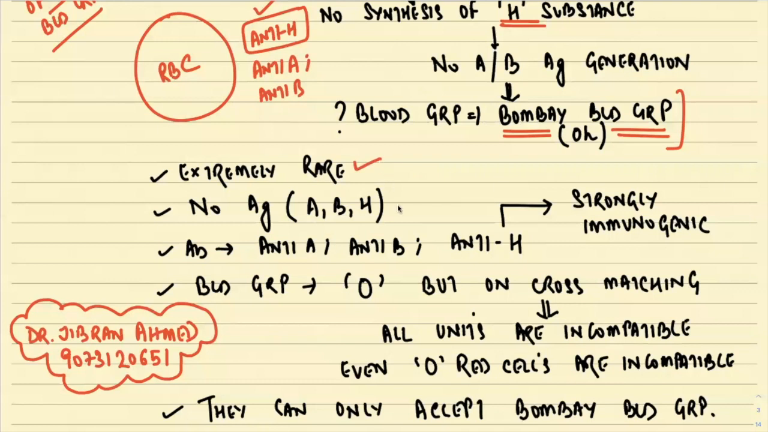It is extremely rare and has no antigen, including H, which is absent. Remember, that is the difference. Individuals with O blood group do not have A or B, but they have the H antigen. We all know that O blood group is considered a universal donor. But one very important aspect is that individuals with Bombay blood group cannot accept the O group as well, because the O group also has the H antigen and the Bombay blood group individual has anti-H. So there will be a transfusion reaction over here. Remember, these people have anti-H, which is strongly immunogenic in nature.